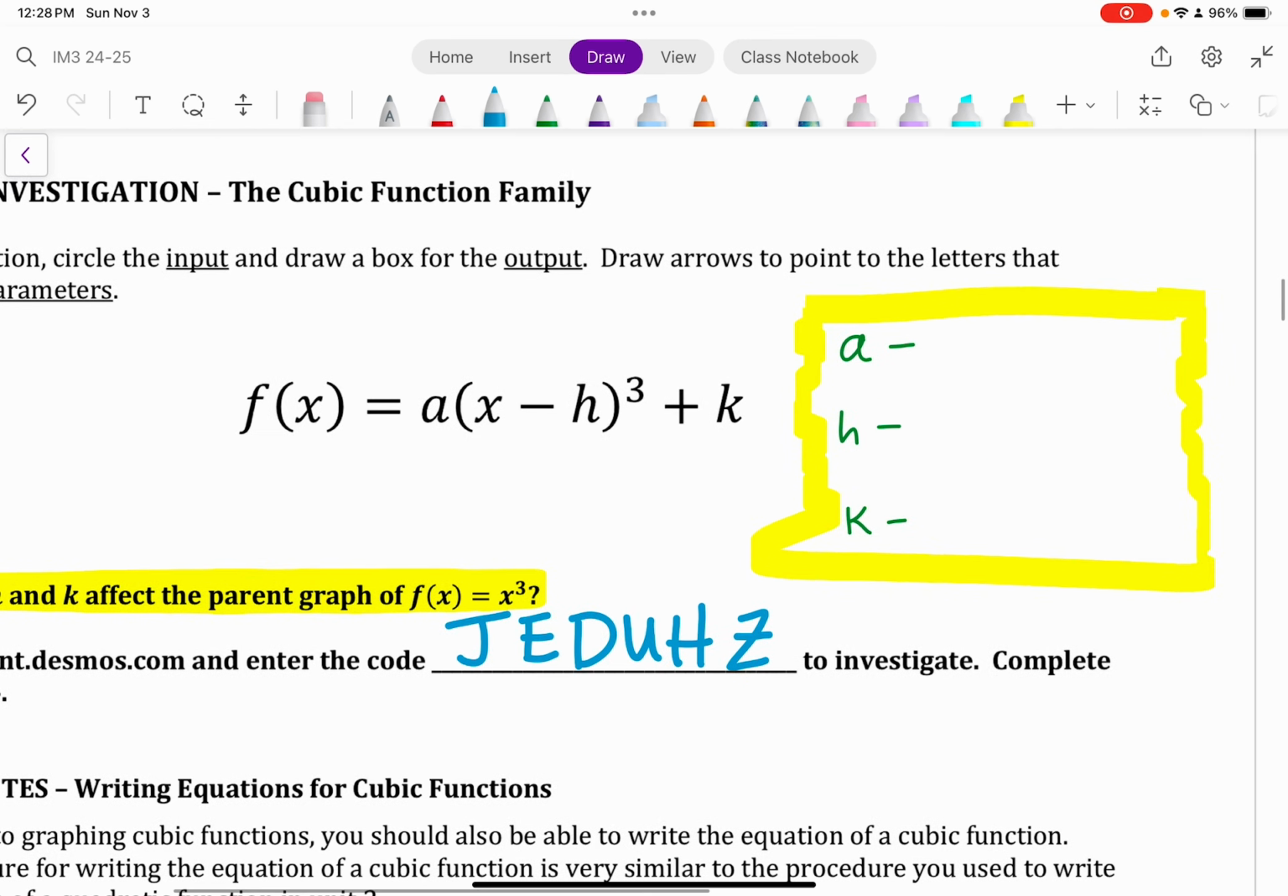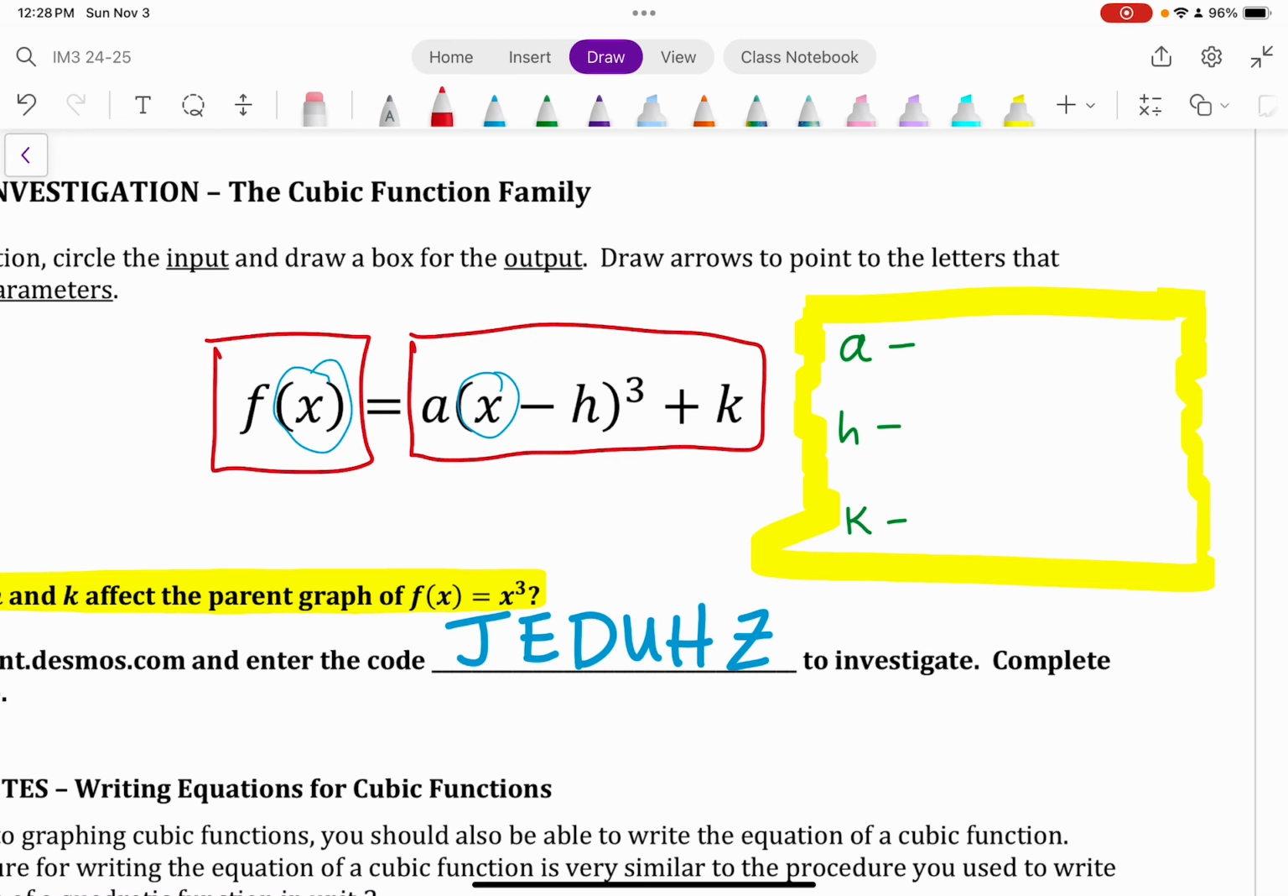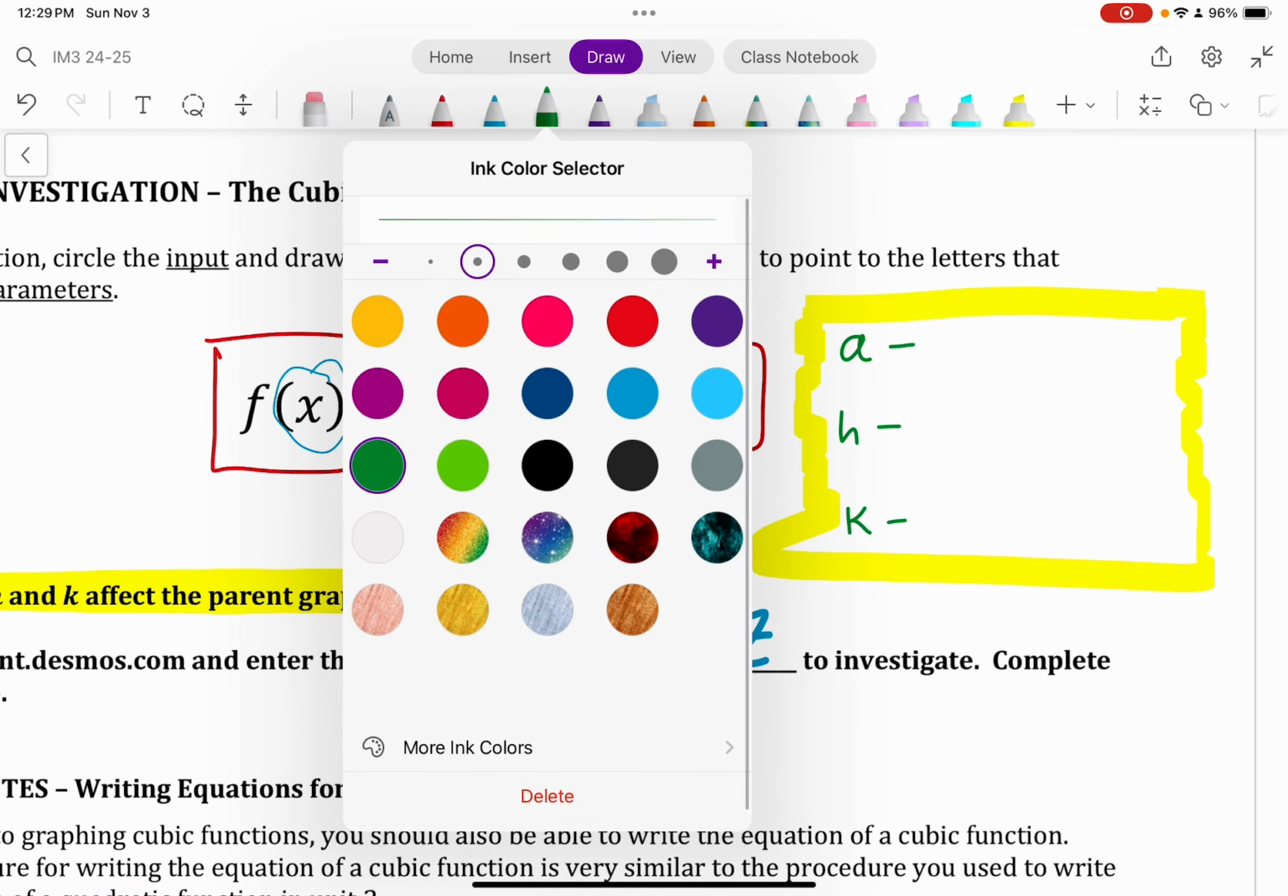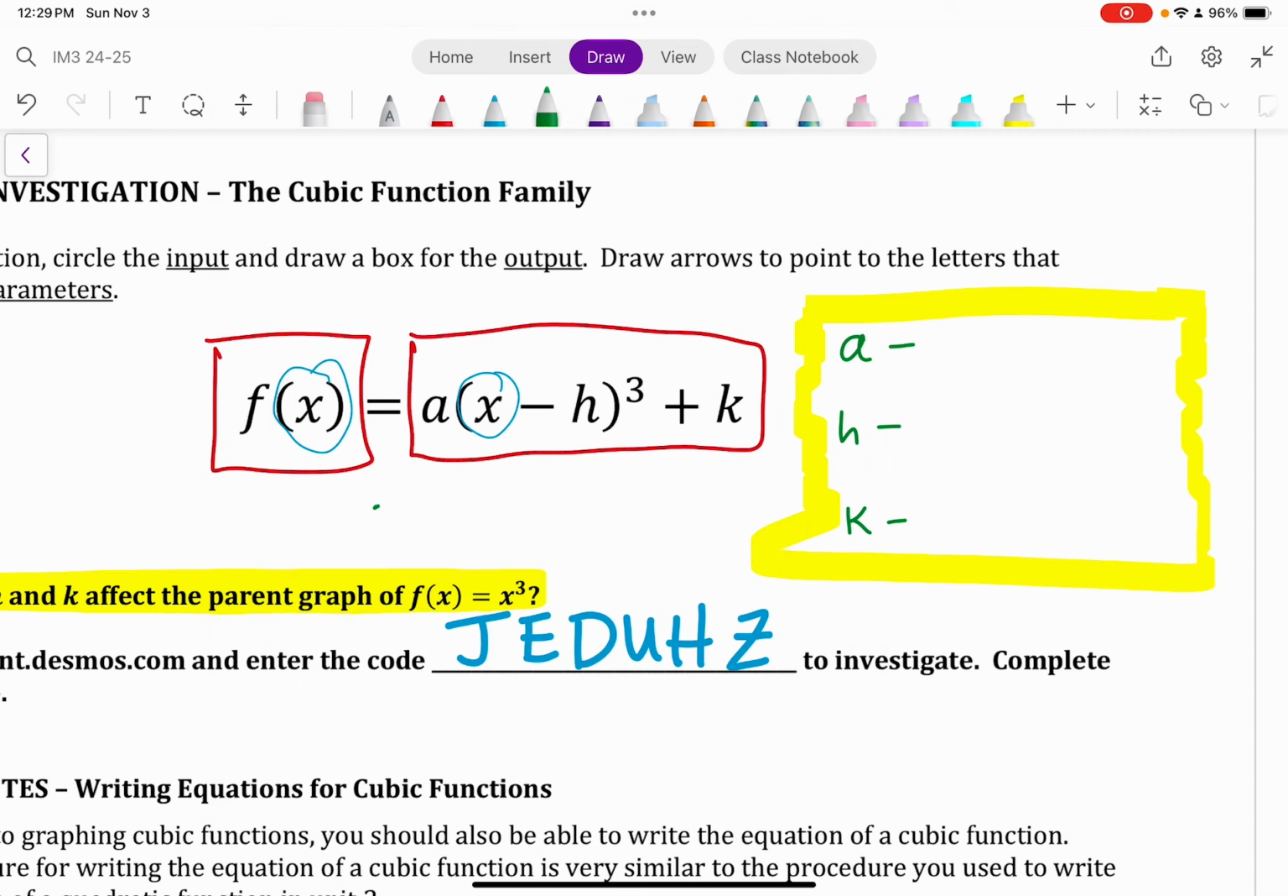Now, first off, let's identify the following things. We want to circle the input. We know x's represent inputs. Now, f of x is an output, which means that the entire function itself is an output. And we're going to introduce you guys to the idea of parameters. Parameters are these letters here that affect the way that our graph looks.